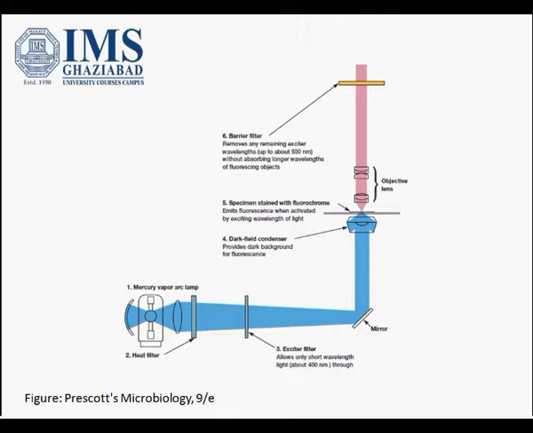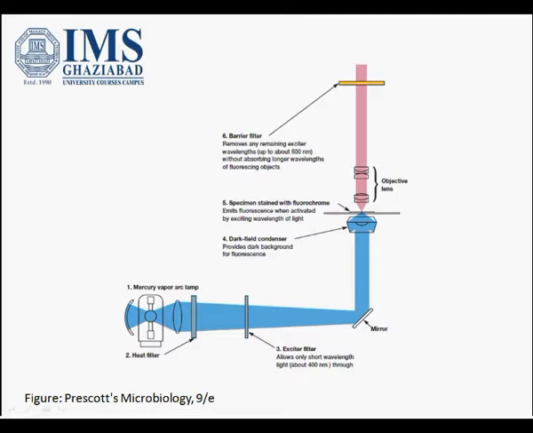The light that passes through the exciter filter is of only the desired wavelength, since for fluorescence microscopy we need only the shorter wavelength. So this exciter filter allows only the shorter wavelength of light to pass through. Then we have the mirror which reflects the beam towards the specimen.